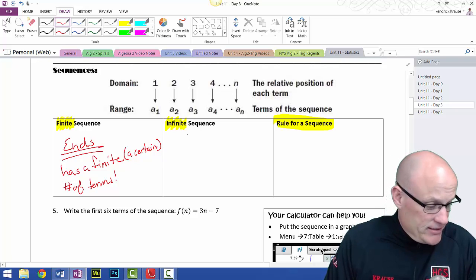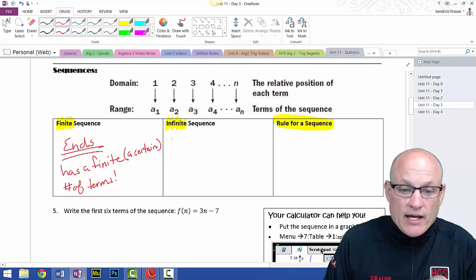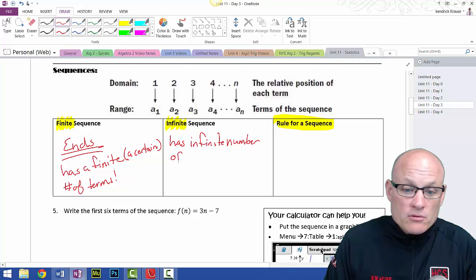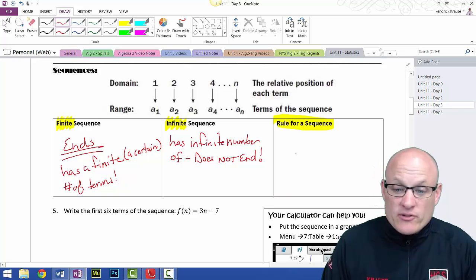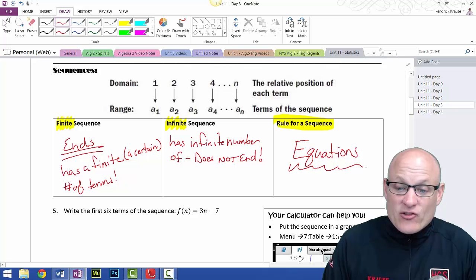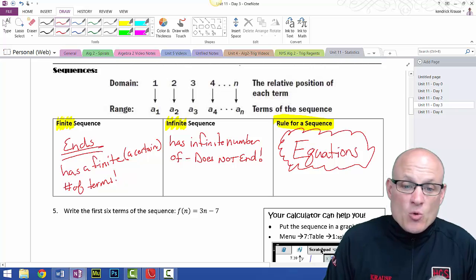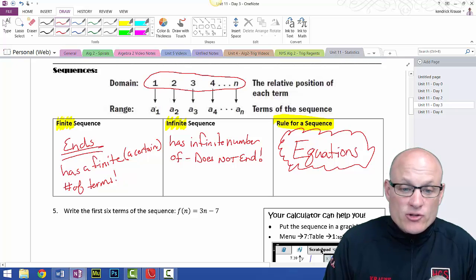That's it. An infinite sequence has an infinite number of terms. It doesn't end. And a rule for a sequence is really we're just going to create some type of an equation that spells out how to create the sequence of numbers, where the domain is, in fact, the set of all natural numbers. It's just the counting numbers, because your first term will always be a sub 1. Your second term will always be a sub 2, then a sub 3, then a sub 4, then a sub 5.